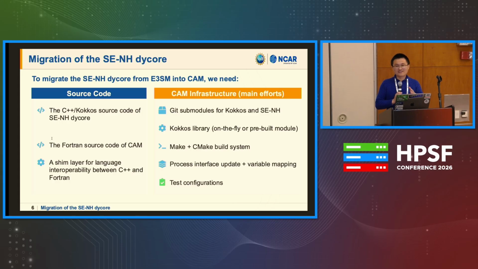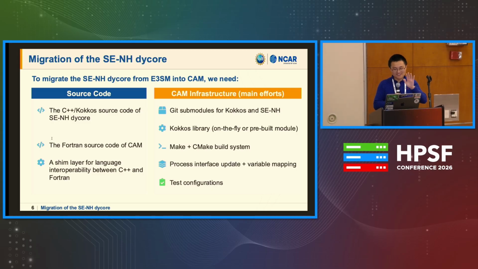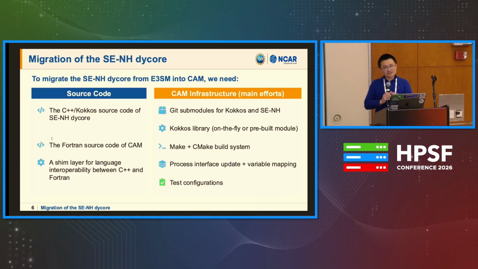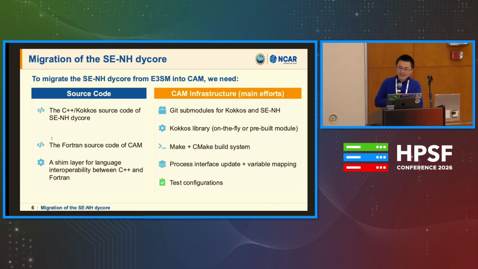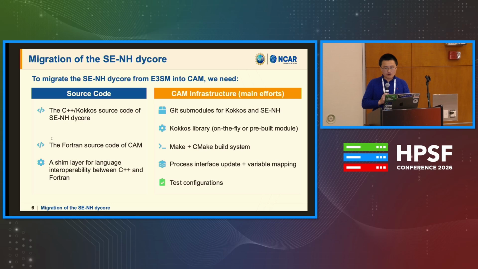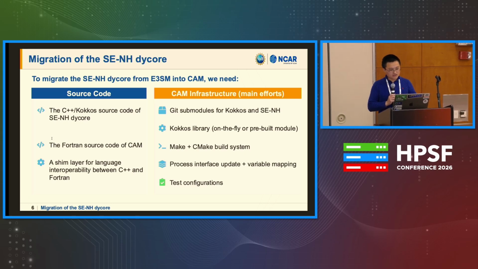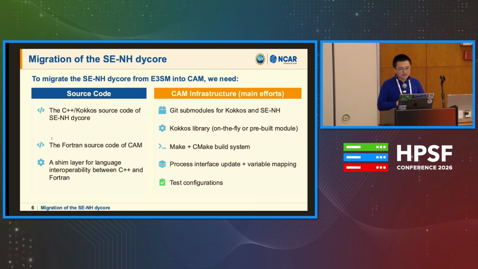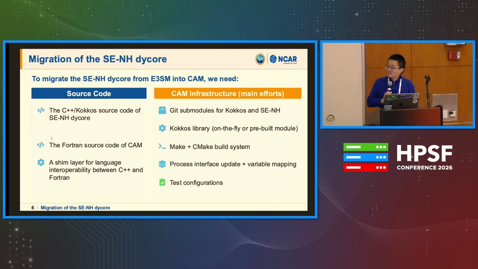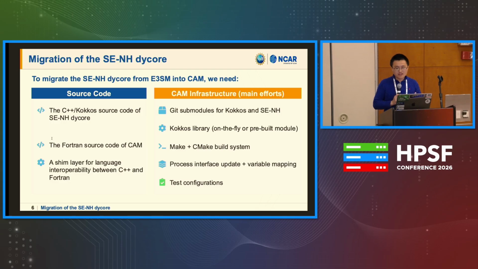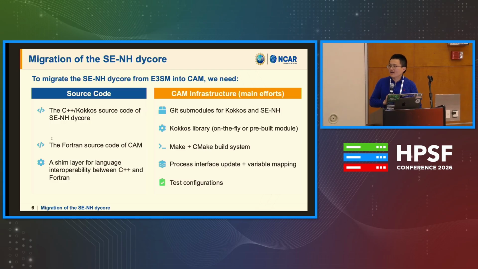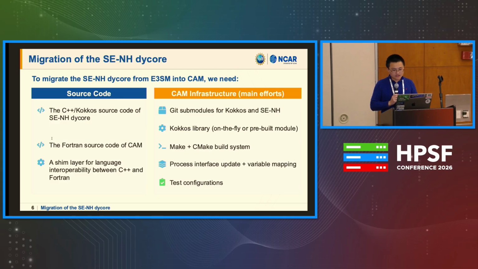Fortunately, DOE writes it for us for free, so we can just use it directly. That also means the major effort of this project falls on the right-hand side, which is to update our own infrastructure to handle the new code that is brought into our repo. So this includes, but is not limited to, first, we add the GitHub submodules for both the Kokkos library as well as the SE/NH dycore source code.